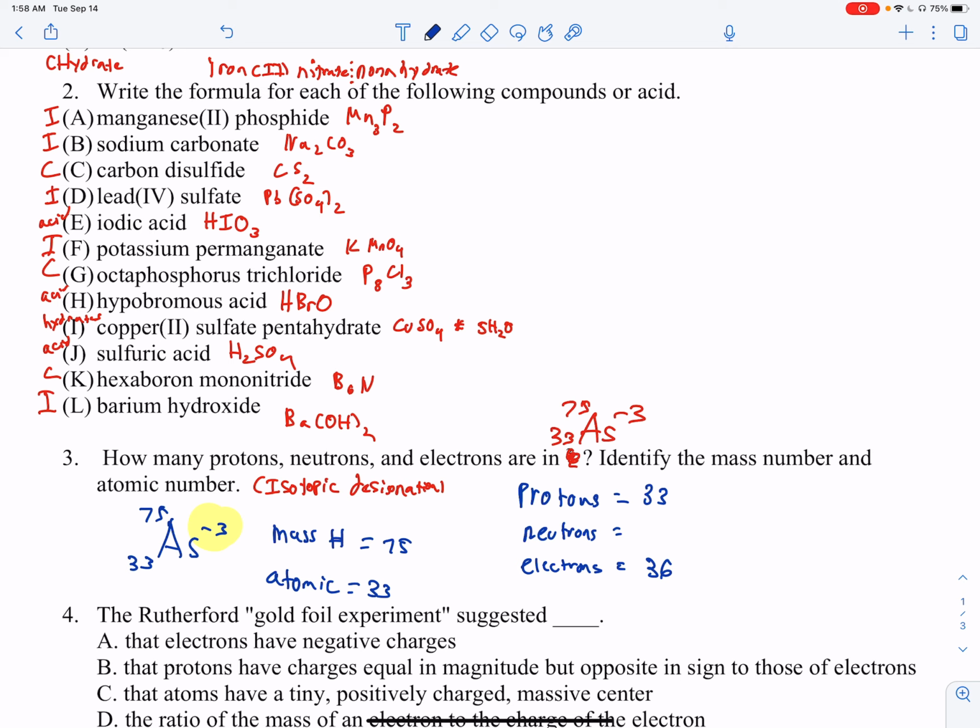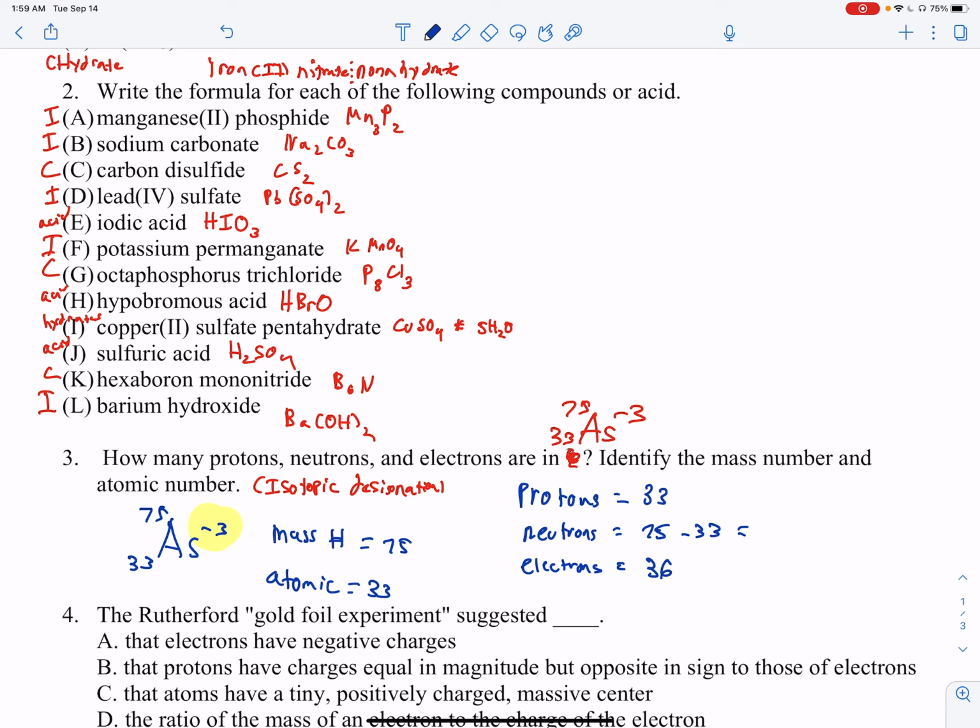Now for the neutrons, you're going to take the mass number, which is 75, and subtract the number of protons. Because the mass number is equal to the protons plus the neutrons, if I know the weight of just the protons, I can subtract from the mass number the number of protons, and that would give me just the number of neutrons alone. So this obviously works both ways. If for some reason you're not given the number of neutrons, you can get it by taking the mass number minus the number of protons, and vice versa. So it works both ways.